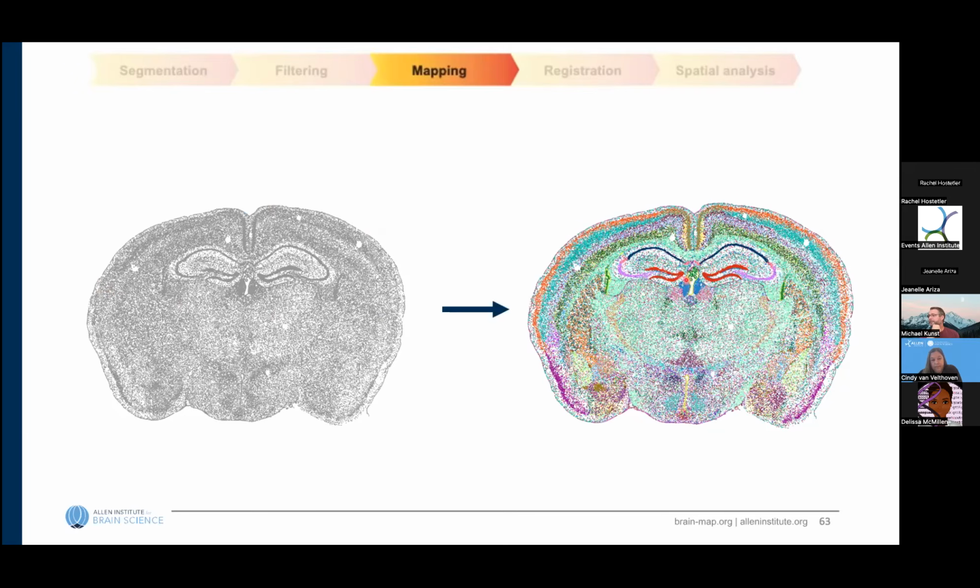You have differentiation between the medial and the lateral habenula. You have the different CA regions of the hippocampus. You find individual layers of the isocortex. And you can even find, if you squint hard enough, individual nuclei within the hypothalamus. Okay, so now we assigned this.